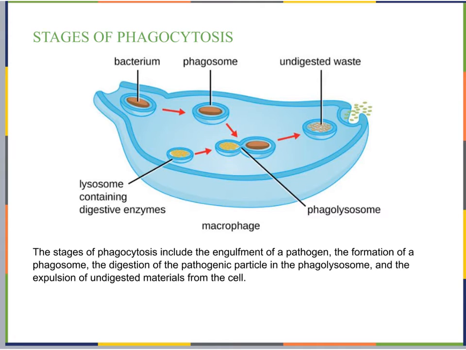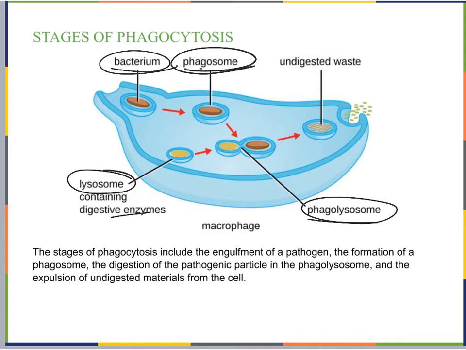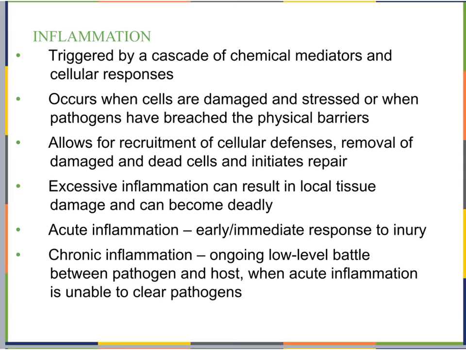So here we have what we just discussed in illustration form, with our bacterium coming in a phagosome, which is the next step here. Then we have our lysosome that contains our digestive enzymes going to merge, and it becomes a phagolysosome. And then we have our undigested waste, and that's going to be released to the exterior via exocytosis.